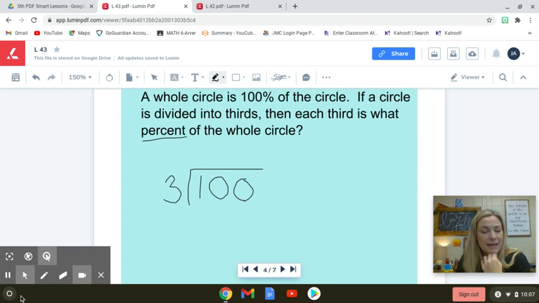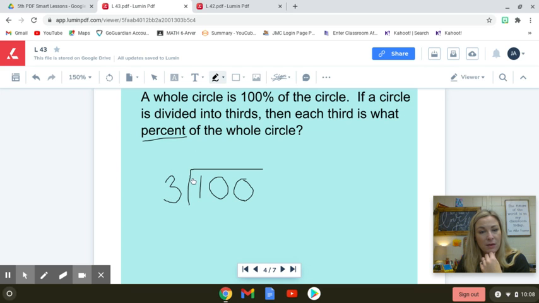This is a type of problem where some people would really benefit from drawing a diagram, and if that's you, definitely do that. I've set this up as an equation. I have 100% of a circle divided by 3 sections. That's what they've asked us, they said divided into thirds. And so I'm going to go and do this work, and then just remember that when I write my final answer that I do include the percent, because we're being asked to find the percent of each third of the circle. So 100% of the circle divided into thirds.